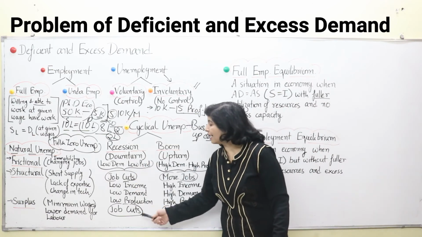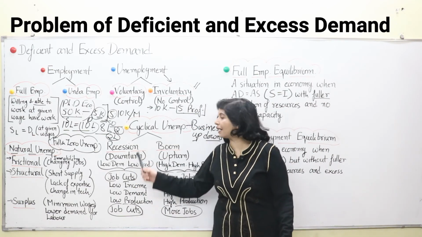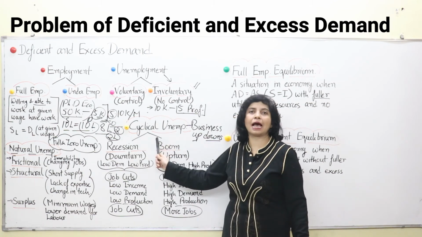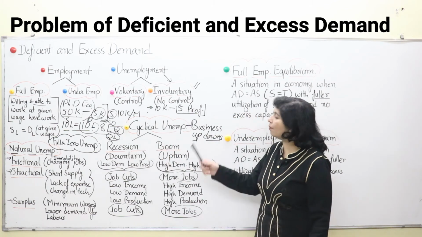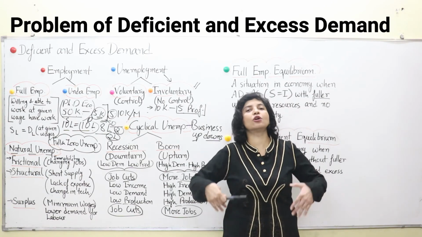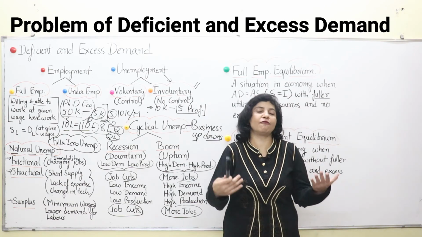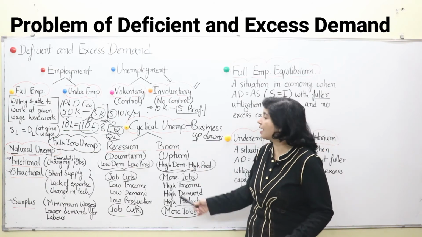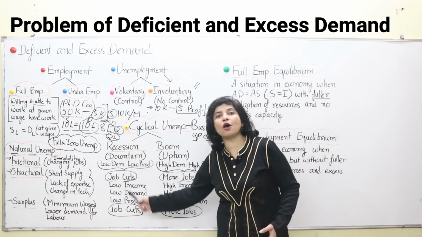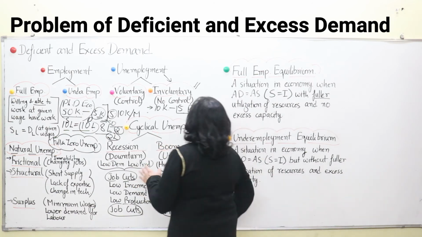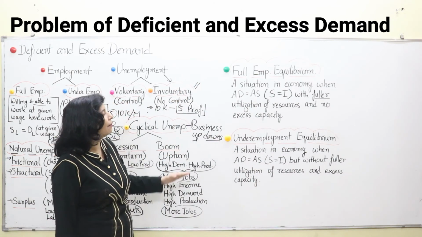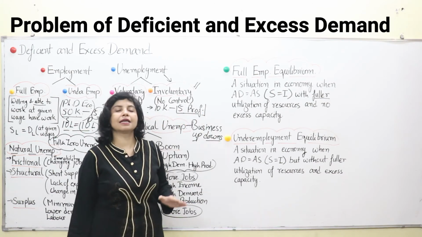So in that case a spiral of unemployment happens during the times of recession. Cyclical unemployment will happen, and during the times of boom, more and more jobs will be created and employment of people will take place. Higher employment will result in this condition, and here higher unemployment will result. Right. Then we come on to the concept of full employment equilibrium and underemployment equilibrium.